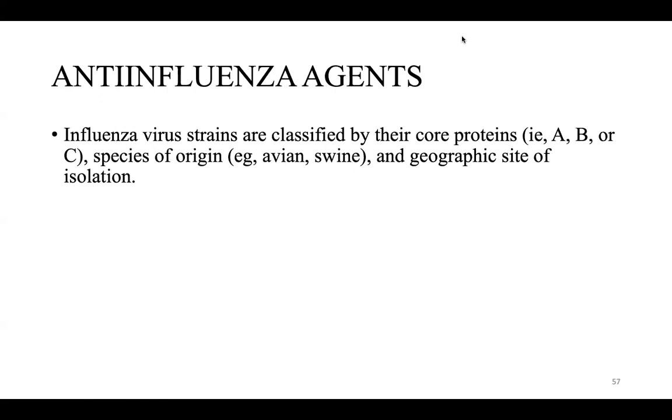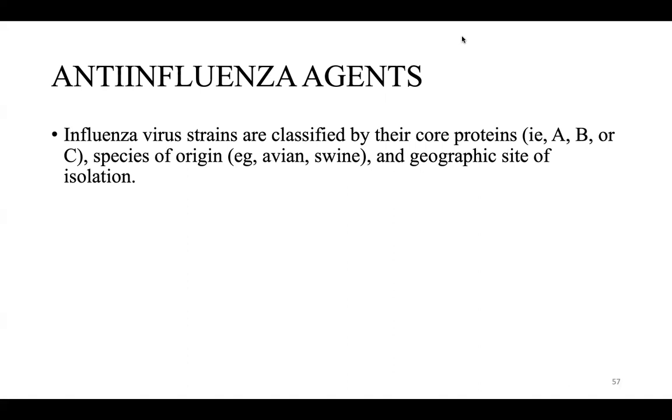Next group of drug, anti-influenza agents. Influenza virus strains are classified by their core proteins, for example, A, B, or C, species of origin, for example, avian, swine, and geographic site of isolation.